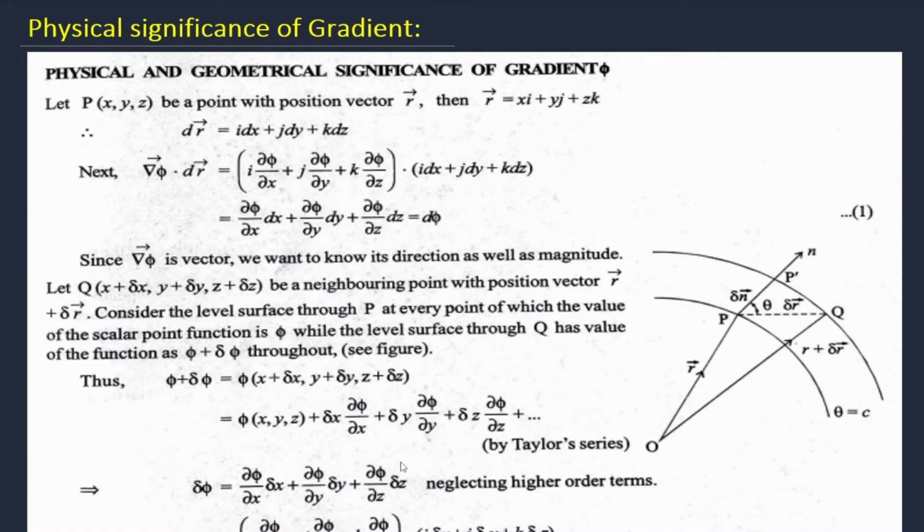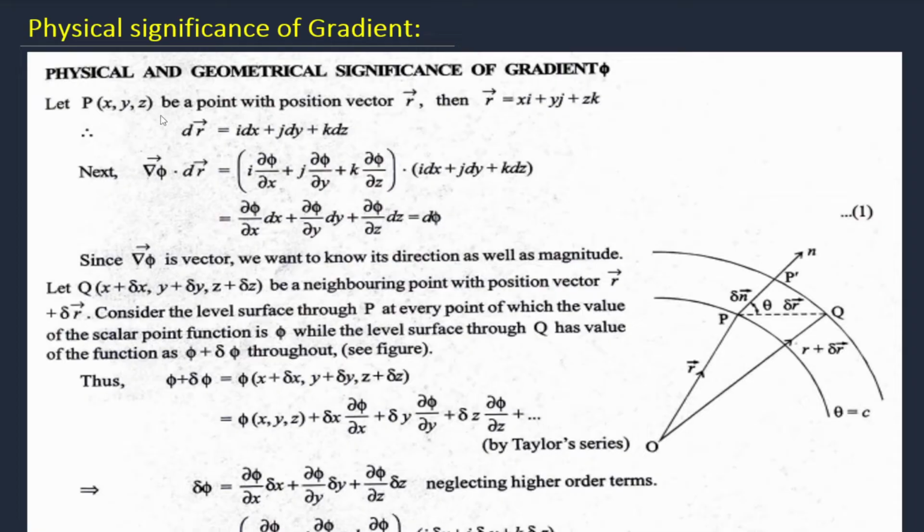Now this question is very much important for the exam. In most of the questions you see, what is the physical significance of gradient? That will come. So we have to understand this very, very carefully. Okay. Now let's see what is given here.